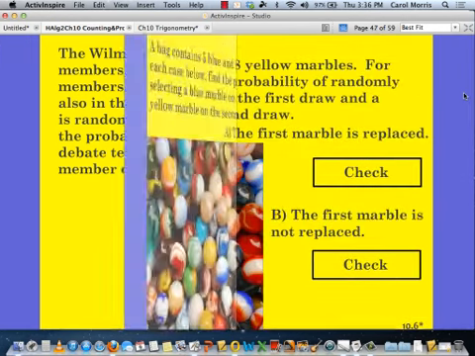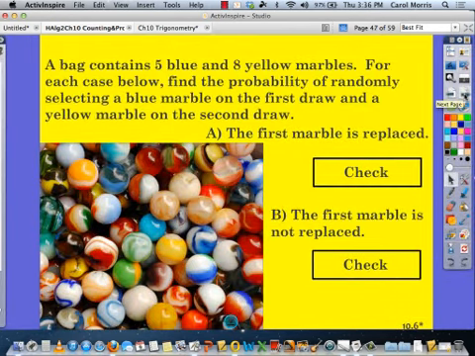Okay, let's try a different combination. This one's marbles. A bag contains 5 blue and 8 yellow marbles. For each case below, find the probability of randomly selecting a blue on the first draw and a yellow on the second. So this time you're thinking, one has to happen then the other, so probability of blue, or you could say probability of yellow given a blue on the first. Here the first marble is replaced, so we put it back in the bag, and we have 13 total in our bag.